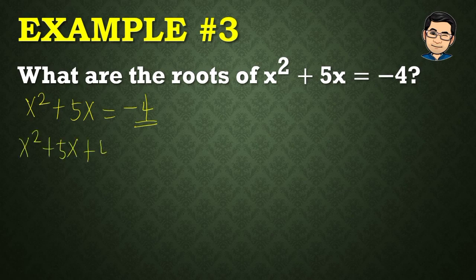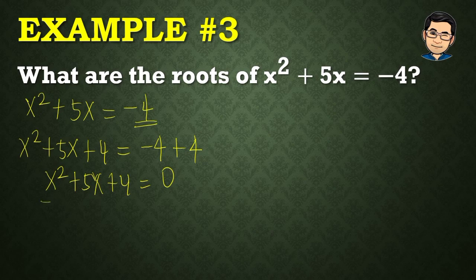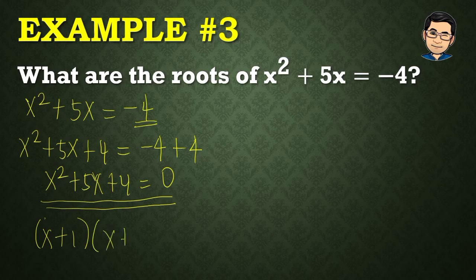Mag-a-add tayo ng 4 to both sides. So, x squared plus 5x plus 4 equals, what is negative 4 plus 4? 0. And then, ito na yung ipa-factor natin. So, ano yung mga factors ng 4 na kapag pinag-add natin, lilitaw ang 5 na middle term. That is 1 and 4. So, susulat natin x plus 1 tsaka x plus 4.